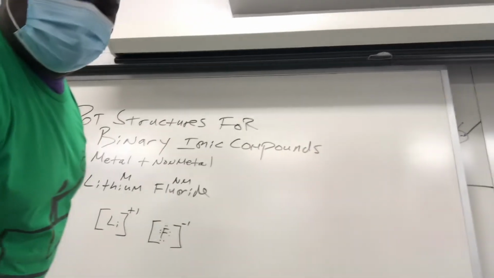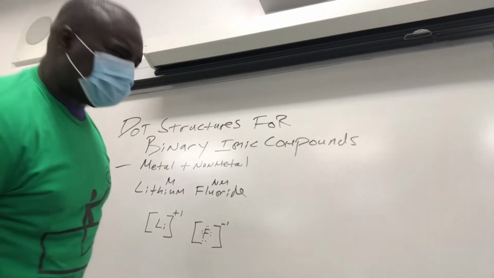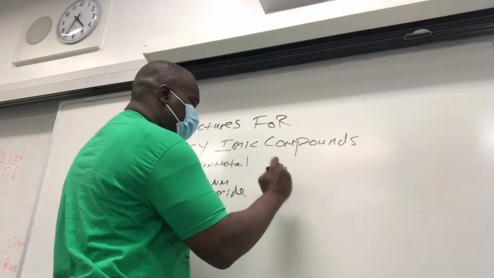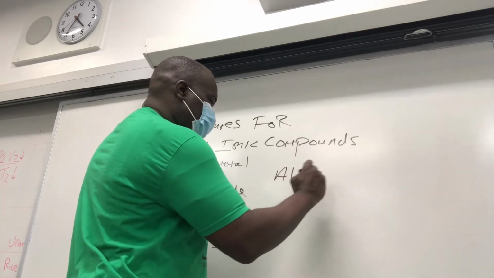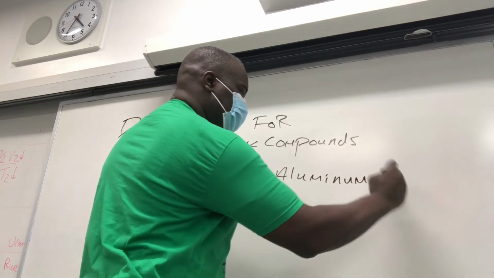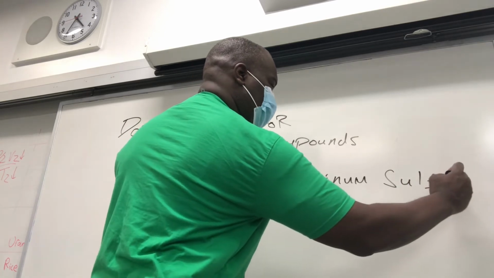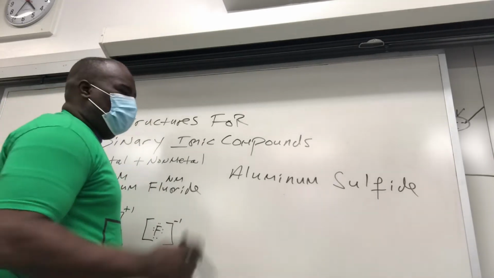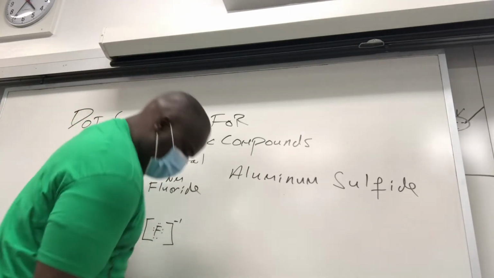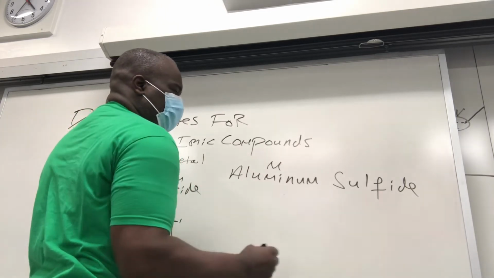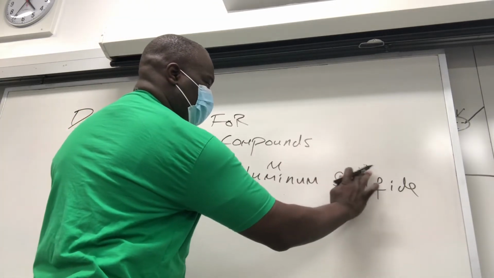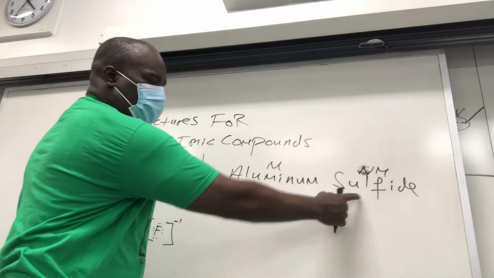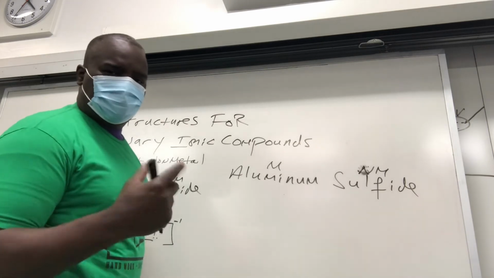But let's do another example where your charges are not balanced. Let's do something like aluminum sulfide. Now, you have to understand that aluminum is a metal, and sulfide is a non-metal, okay? You form positive ions and negative ions. So you've got to do the dot structure, use your brackets, your charge, and so on, right?